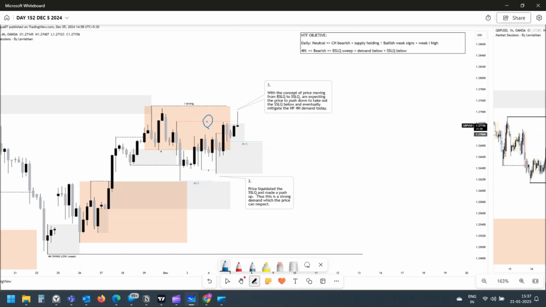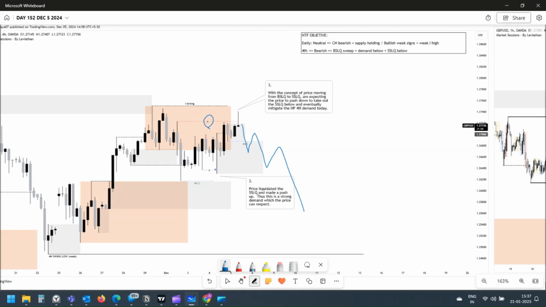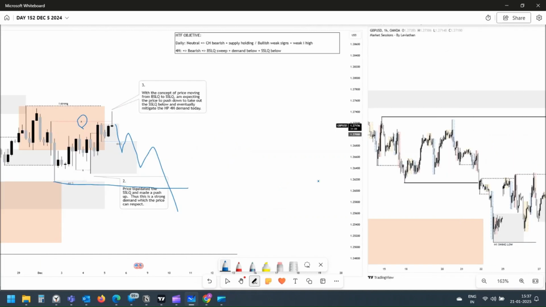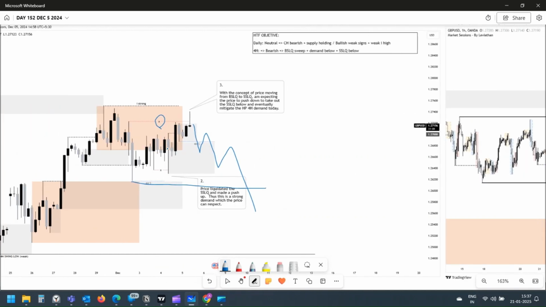Why? Because the internal structure is bearish. So if the price makes a CHoCH bearish, then I can probably get a lot of bearish sells, which eventually go till the price takes out this weak internal low. But remember, this is a strong low because it has swept the sell liquidity.